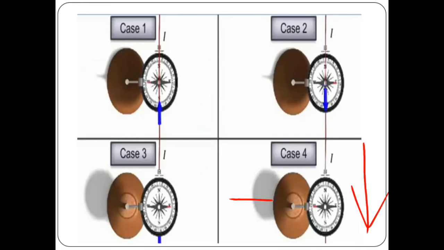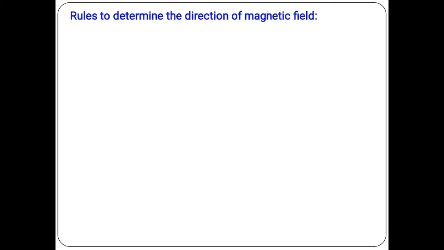So these four cases should be remembered. Students, we can conclude that the charges moving through the conductor, or the current passing through the conductor, will produce a magnetic field around it. The direction of this magnetic field can be determined by three laws: first, Ampere's swimming rule, second, Maxwell's corkscrew rule, and also the right hand thumb rule. These three rules are used to determine the direction of the magnetic field.